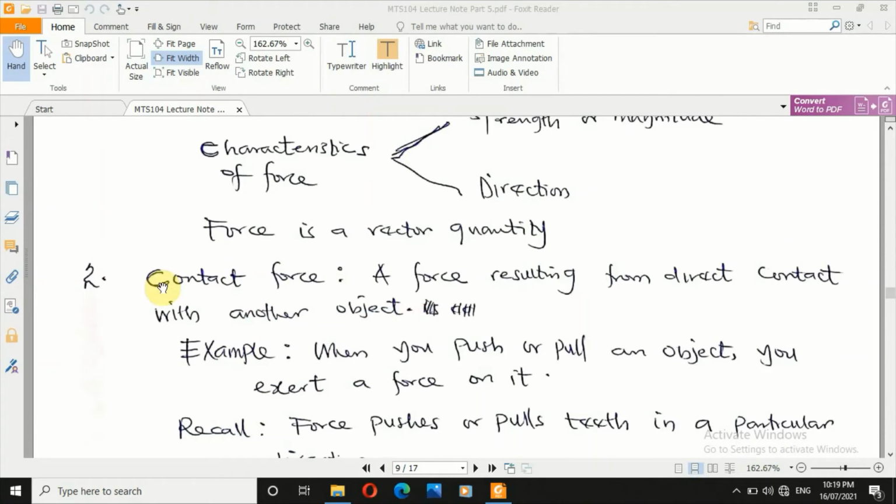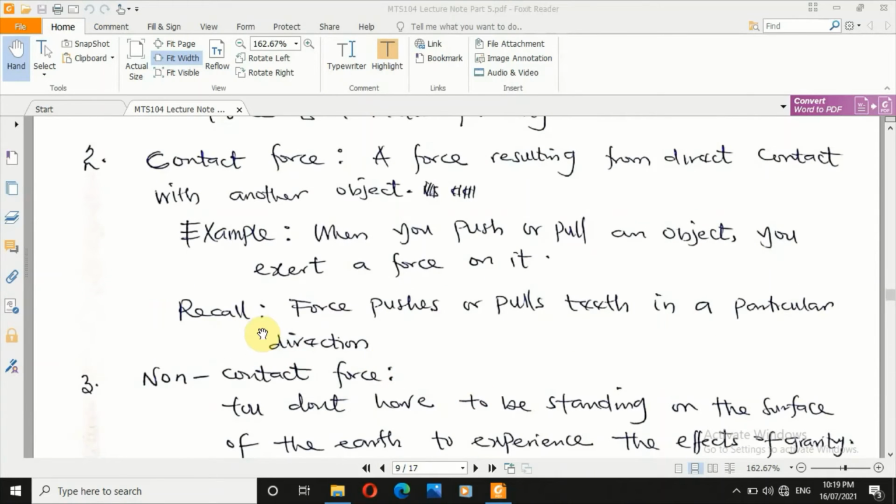Now let's consider an example of contact force. When you push or pull an object, you exert a force on it. And recall that force pushes or pulls in a particular direction. If you have your teeth, now let's look at it, you have upper teeth and you have lower teeth. If you exert a force on them, you see that both of them will push each other back.